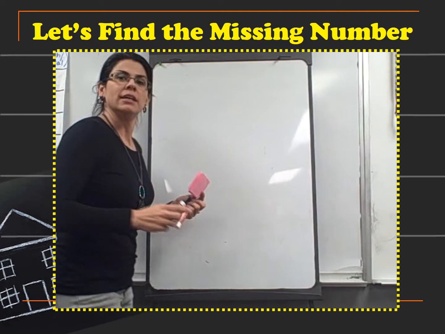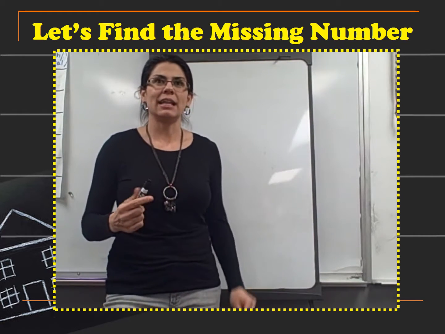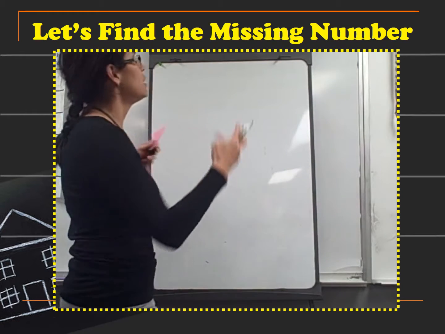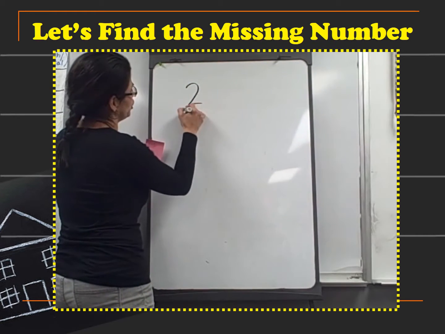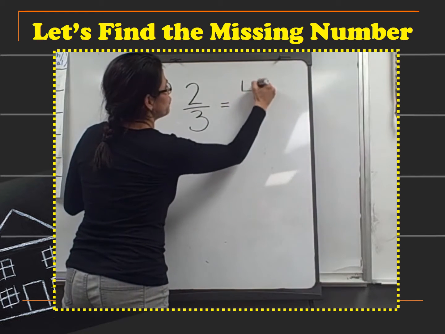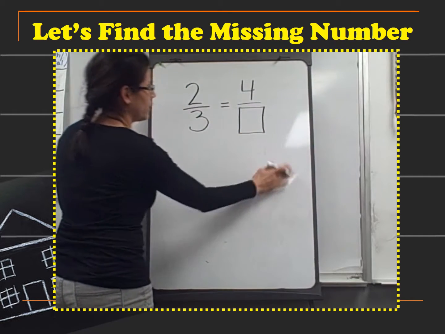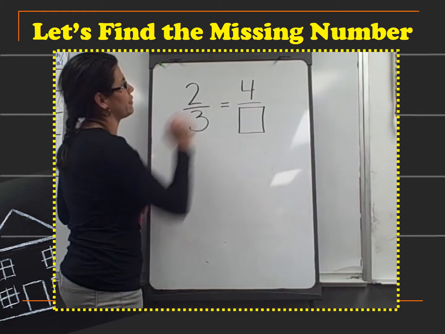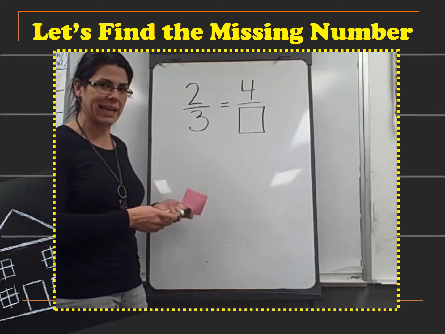All right, boys and girls. So now that we've established what a proportion is, I'm going to challenge you all to find the missing number. Okay? So let's take a look at our first example. Let's say that we have 2 over 3 equal to 4 over a blank. Okay? If you'll notice, now I've given you 3 of the 4 numbers. We've got to figure out what our missing number is.